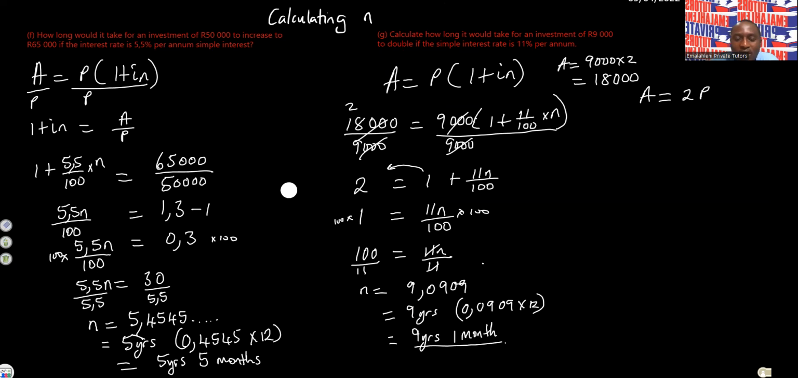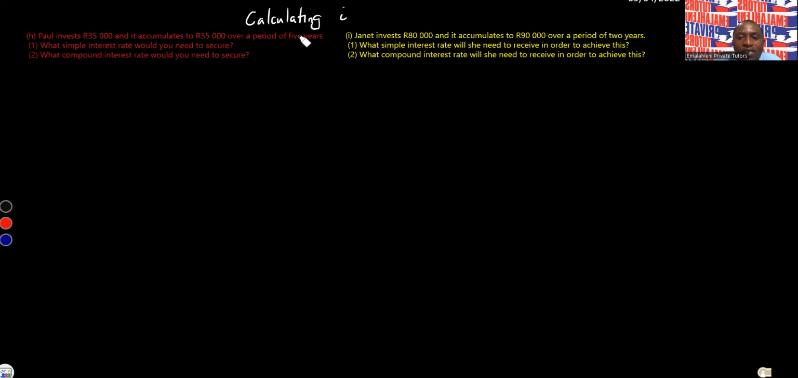Now let's move on to the next one. Now we are calculating I, which is our interest. Now let's have the question here. Paul invested 35,000 and it accumulates to 55,000 over a period of 5 years. So here we are having our A. Our A is what? Our A is 55,000. Then our P should be equals to 35,000. Then what is our N? Our N is 5.